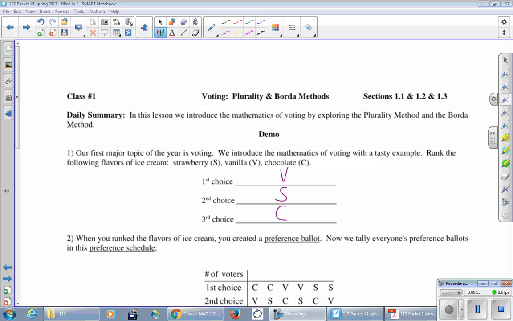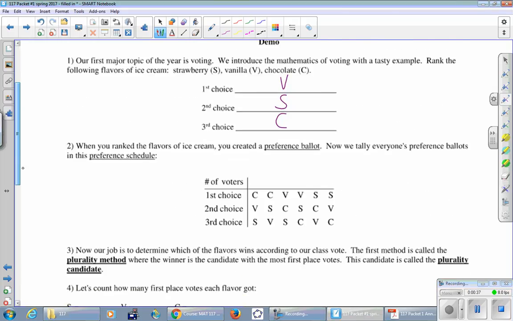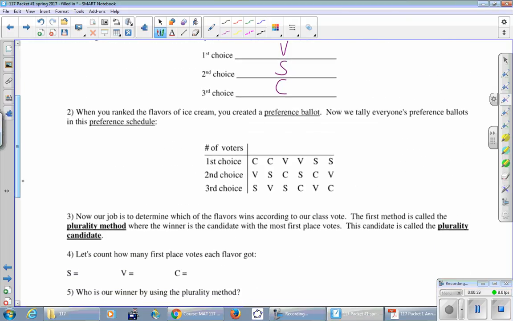Now we tally everyone's preference ballot in this preference schedule. So show of hands, go ahead and find your column here, but we're going to start going left to right. So the first column would be the people who thought chocolate was the best, vanilla was second best, and strawberry was third best. So show of hands if you are in that column. All right, I see 5 hands here.